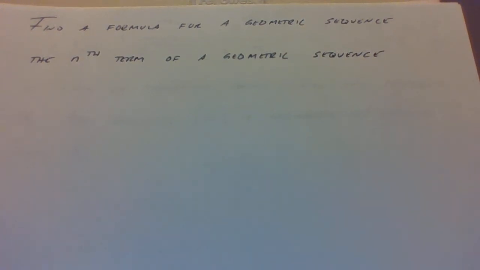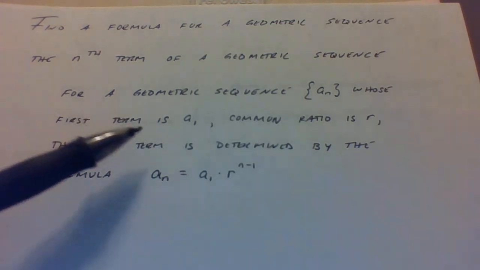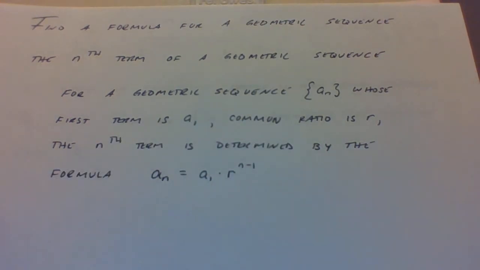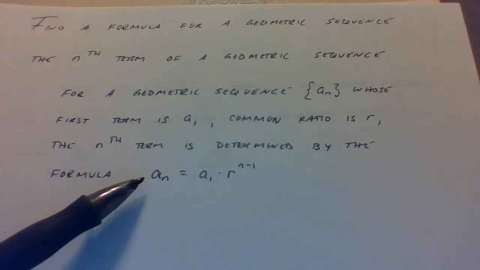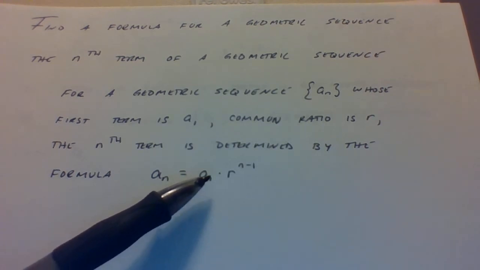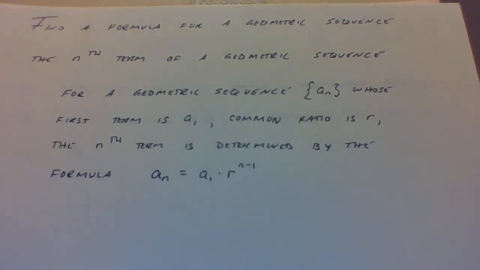Let's take a look at finding a formula for the nth term of a geometric sequence. For the geometric sequence a sub n, if our first term is a sub 1, and we have a common ratio of r, then we can find the nth term by using this formula. We have a sub n equals our first term, a sub 1, times r to the power n minus 1.